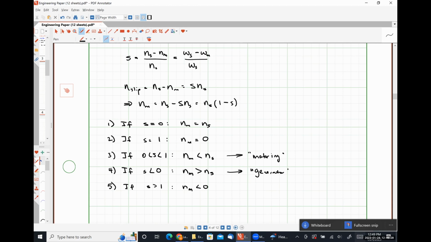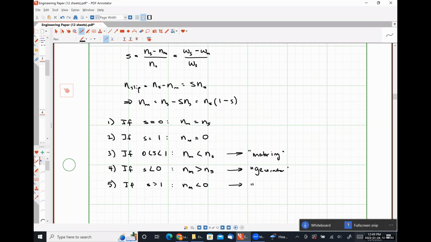So this is where we have spinning backwards, and this is the braking region of operation or the plugging region of operation. So effectively, we are introducing mechanical power in order to cause the motor to stop spinning as quickly as it possibly can. Right. All right.